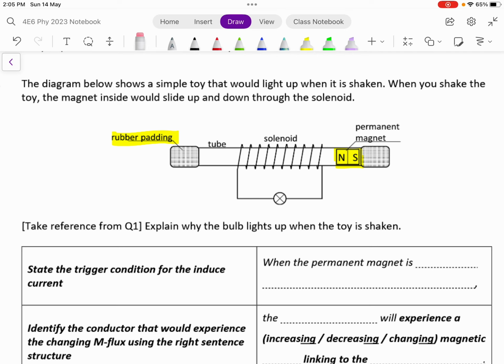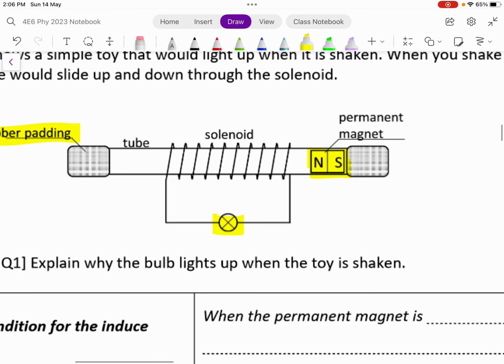And outside the tube, there is a coil of wire, a solenoid, and this solenoid is linked to a light bulb. So as you can see, this circuit doesn't have an electrical source. One telltale sign of an EMI question is that when you see that the circuit doesn't have an electrical source, you would know that it is about electromagnetic induction, right? So in this case, the magnet basically can go in, go out, go back in again, go out again.